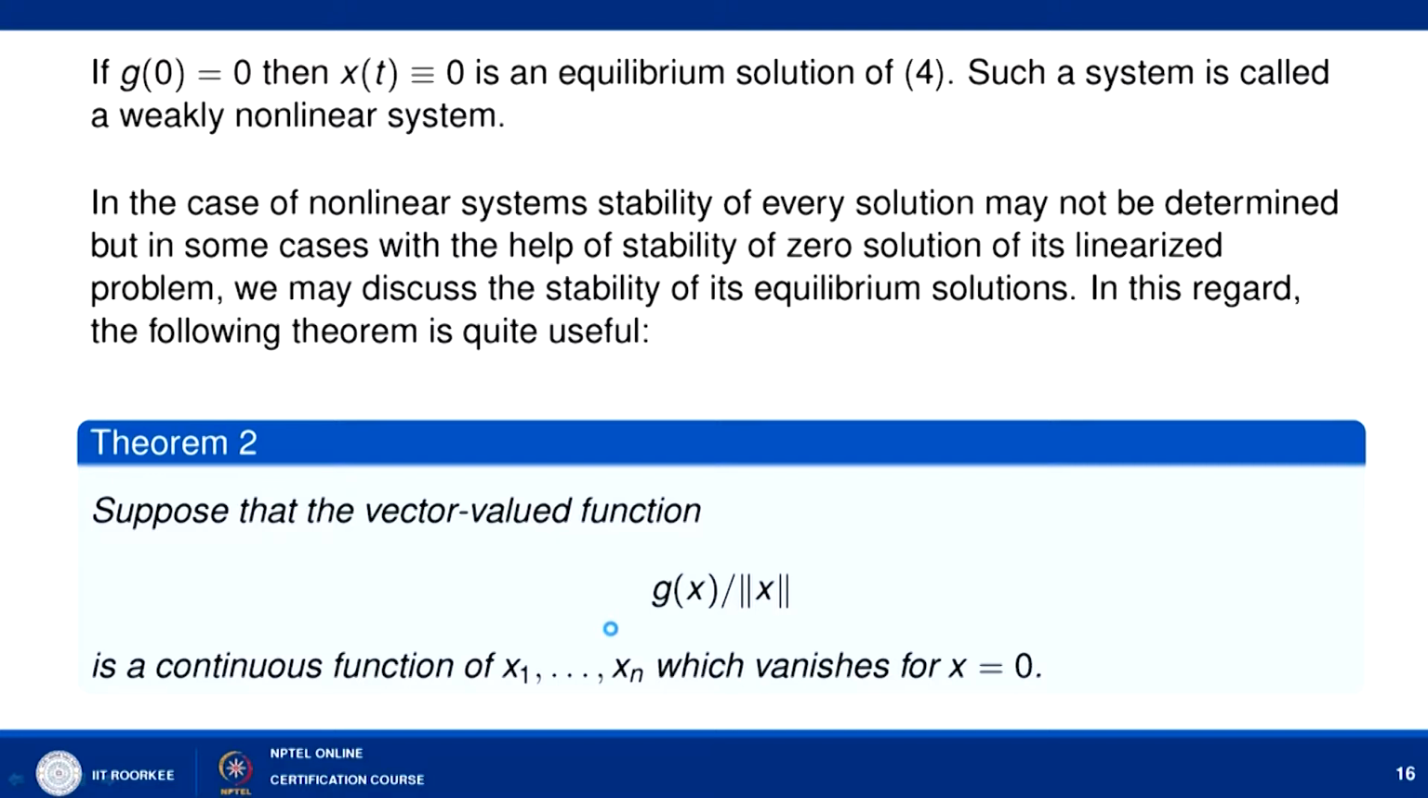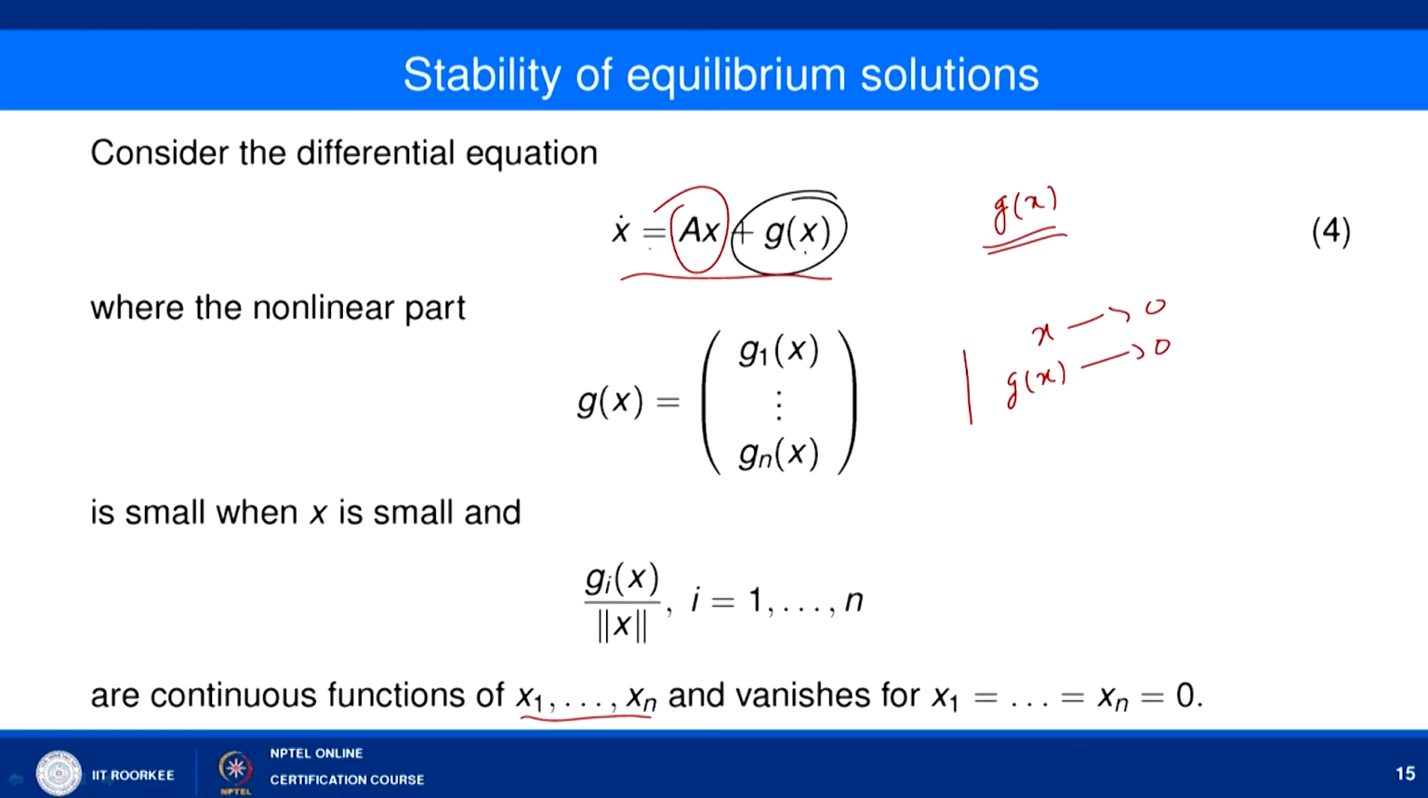In fact, we can obtain equilibrium solutions by putting A x + g(x) equal to 0. It may have several equilibrium solutions, but we know that if g(0) equals 0, then at least one equilibrium solution is the 0 solution. So, if g(0) equals 0, then the 0 solution is one of the equilibrium solutions of x' = A x + g(x).